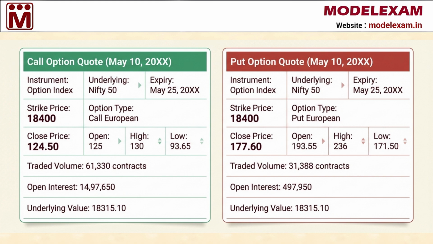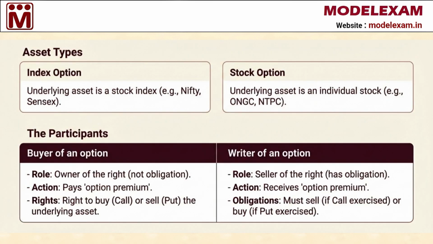177.60. We also see the open interest, which stands at 14,97,650 contracts for the call and 4,97,950 for the put. All these numbers are based on an underlying market value of 18,315.10. Now that we have seen a quote, let us break down the types of assets and the people involved.